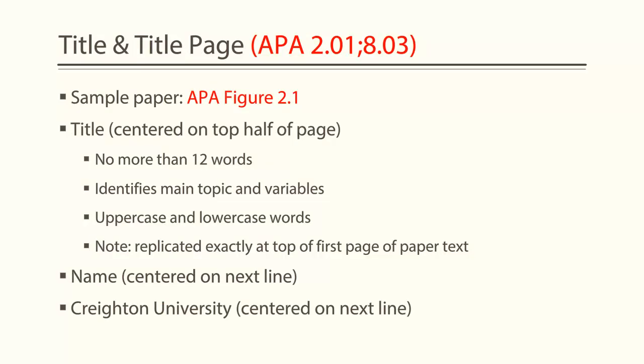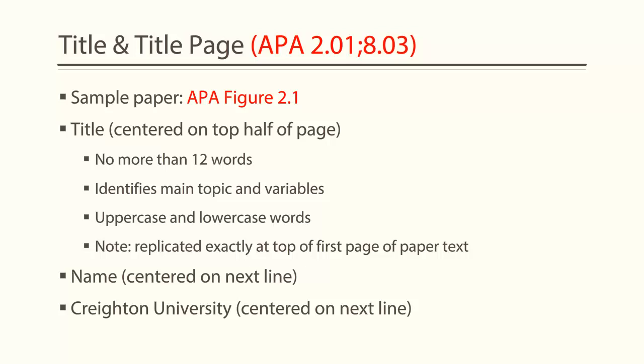To see visual examples of the formatting we've discussed so far and the title and title page, please see APA Figure 2.1, which is in Chapter 2. On your title page, you will put your title, which is centered on the top half of the page. Your title will be no more than 12 words. It identifies the main topic and your variables, if applicable. It will use uppercase and lowercase words. In other words, you capitalize every word except for small words like a, and, the, or, and so forth.